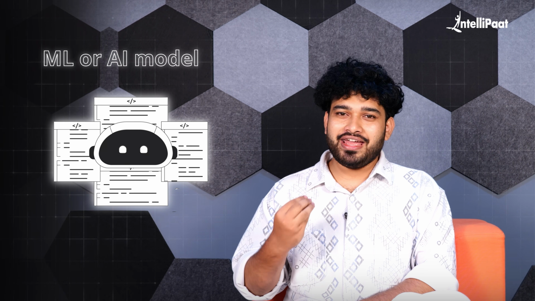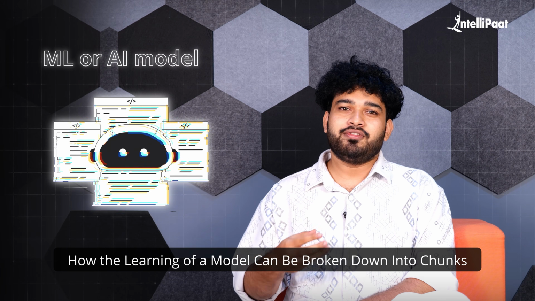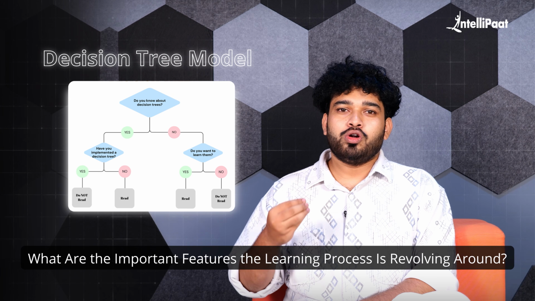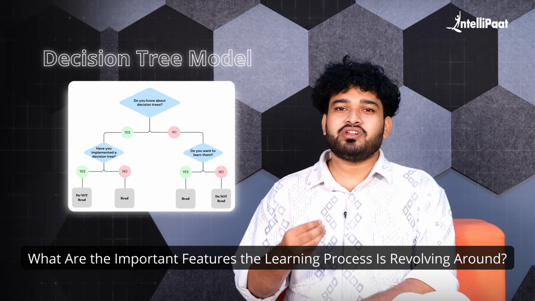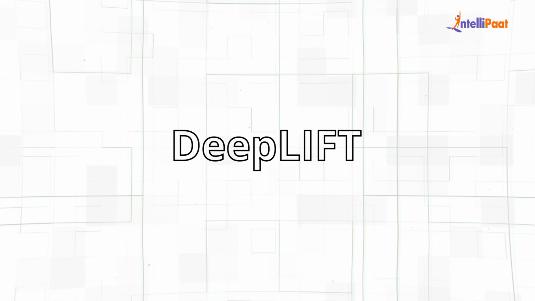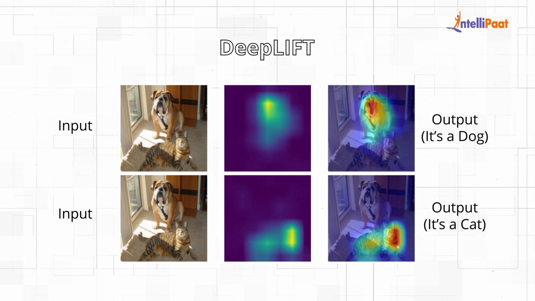In a similar manner, in the case of a machine learning or AI model, interpretability resembles how the learning of a model can be broken down into chunks. If it is a decision tree model, what are the rules the model is setting, what are the important features the learning process is revolving around, etc. Figuring out answers to these factors is basically what is known as interpretability. To achieve this, we have a framework called DeepLIFT, which explains predictions by analyzing input feature changes.